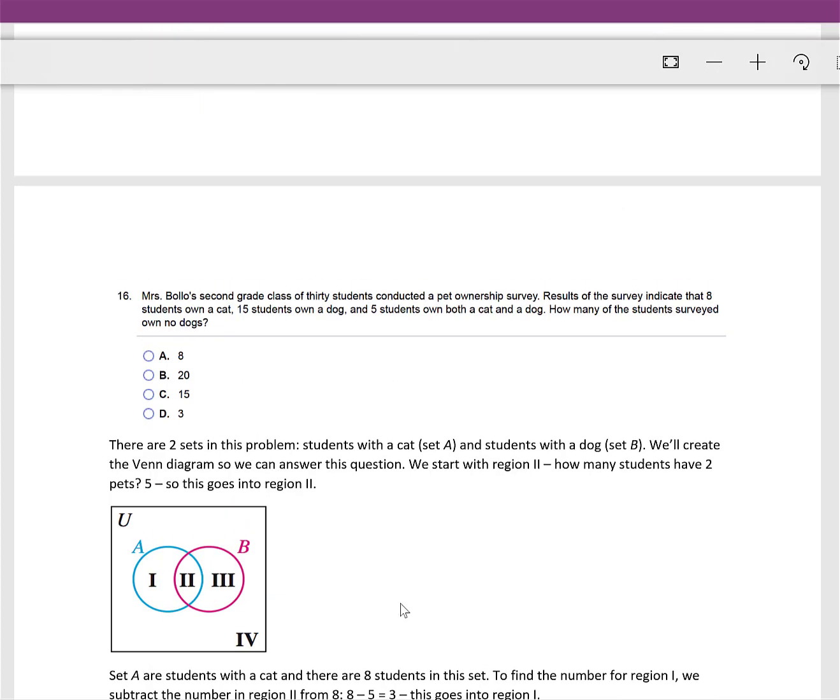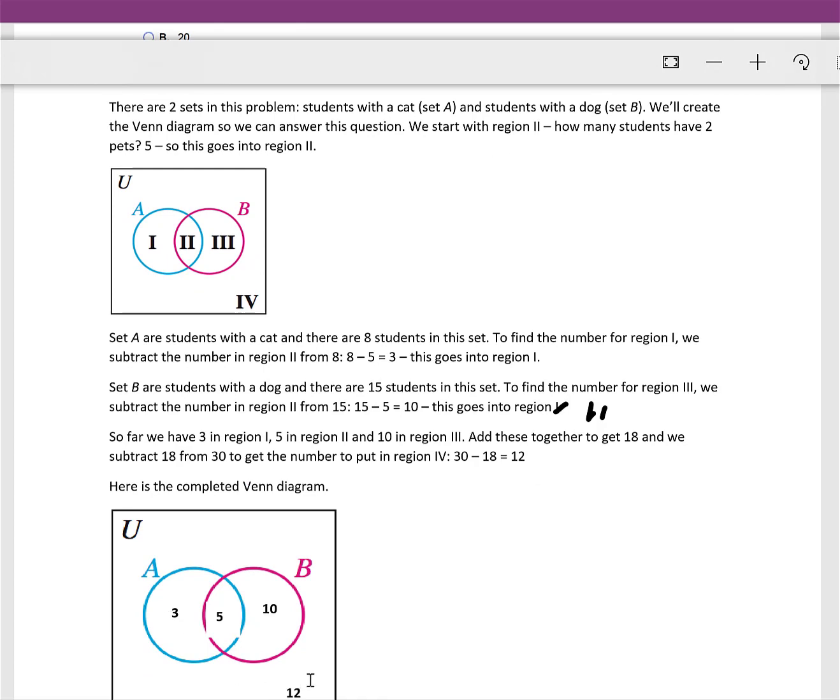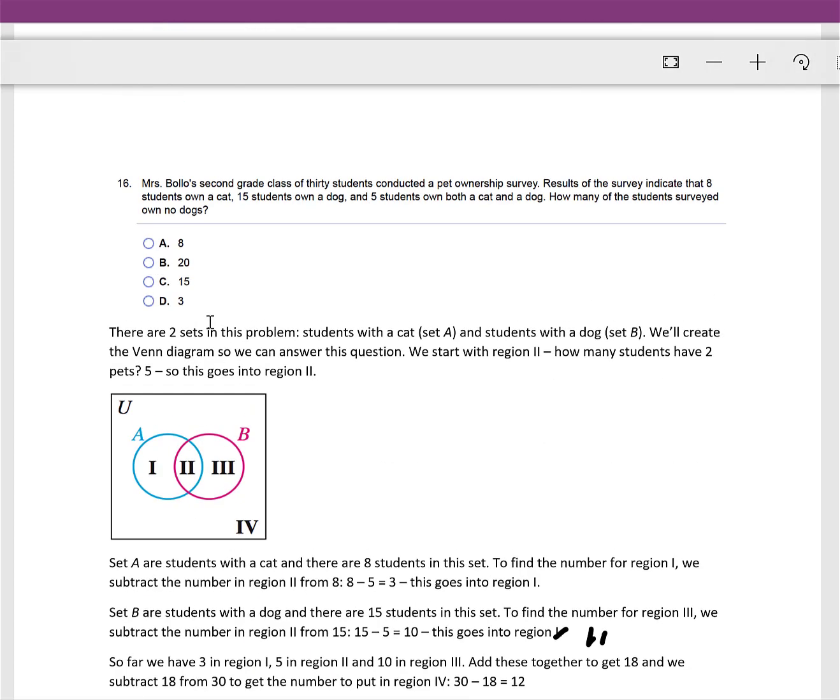All right, so remember, we said that set B is dog. So no dog is going to be 3 plus 12, or 15 students. So the correct answer here is going to be 15.